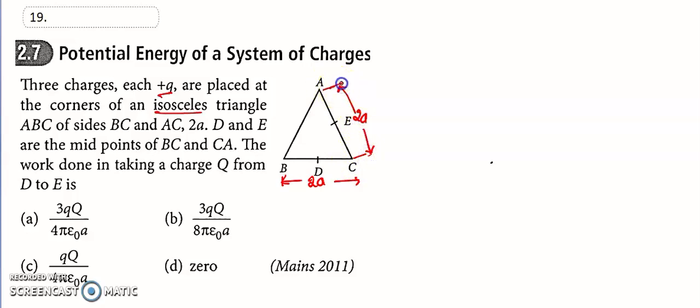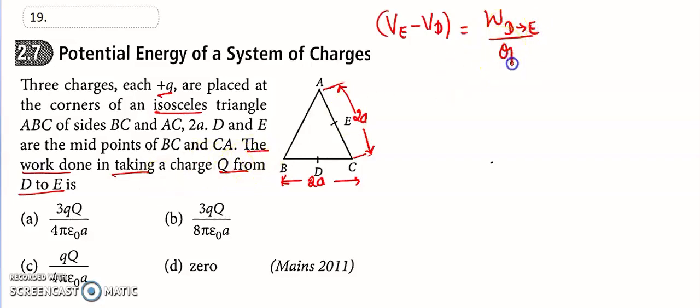So now what is the question? The work done in carrying the charge from D to E. D to E means the potential at E is greater compared to D. Potential difference is equal to the work done from D to E divided by the charge Q.